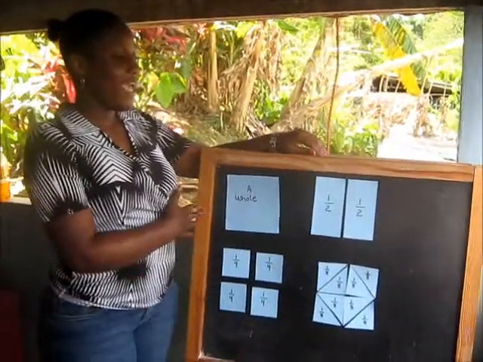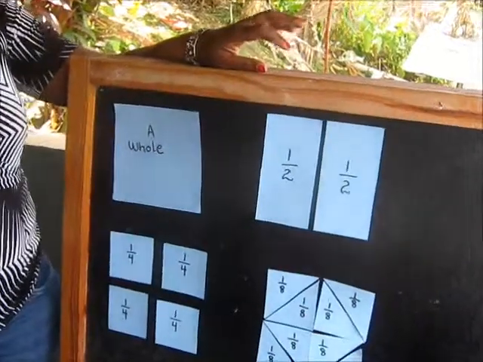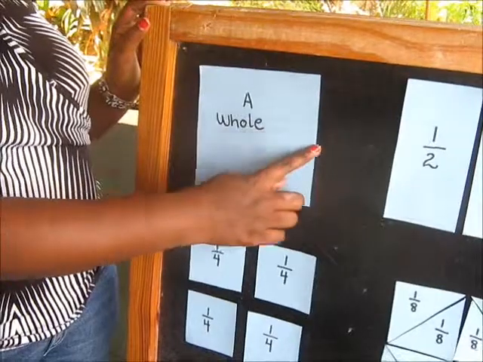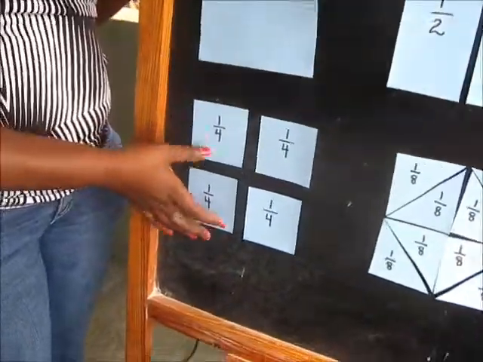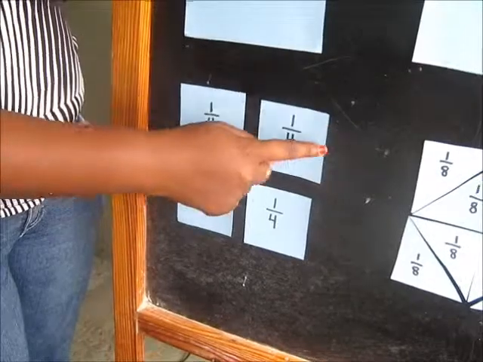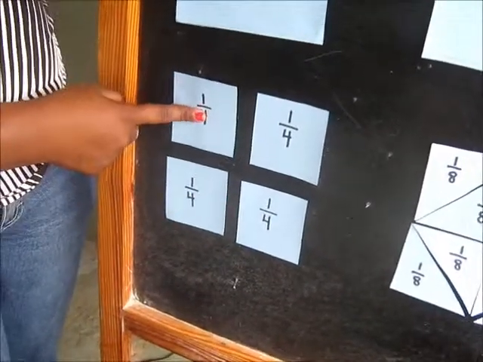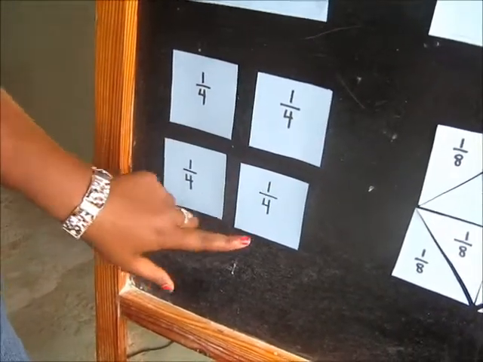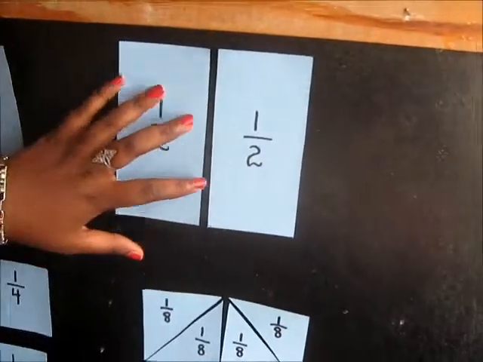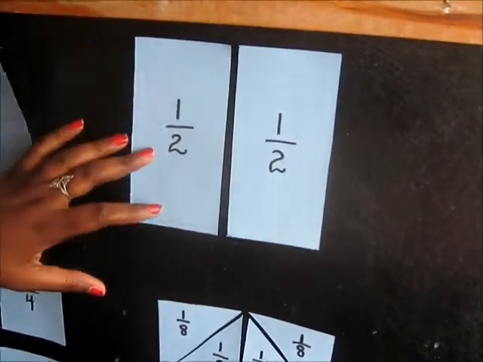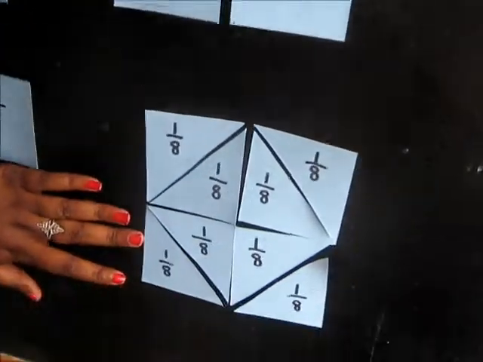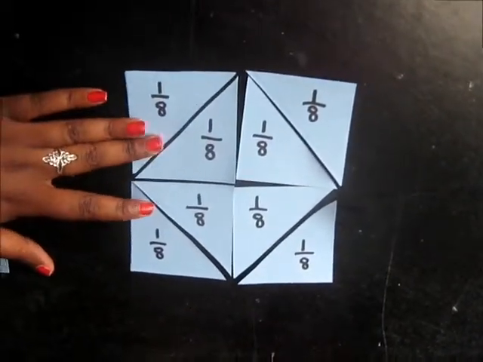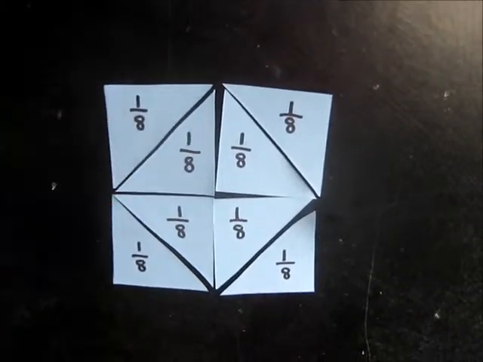Here we have some examples of fractions. This is a square, and this is 1 whole square. This is another square that has been divided into 1, 2, 3, 4 parts, and we write the fraction 1 out of 4 parts on each piece. This is another square divided into 2 parts, and this is the fraction 1/2. Here we have another square that is divided into 8 parts, and you see the fraction 1 out of 8 parts.